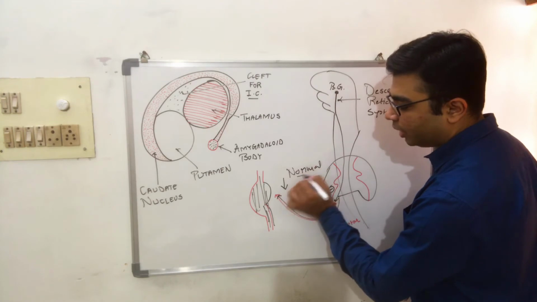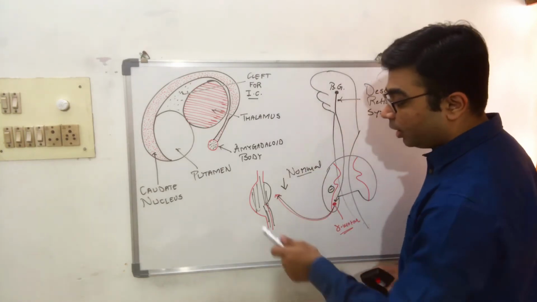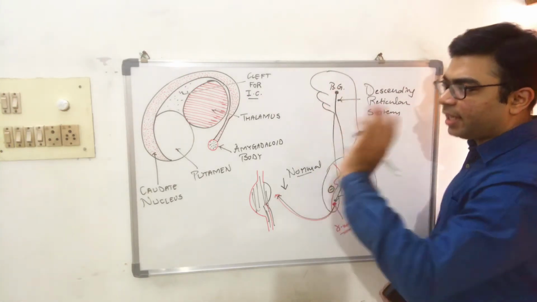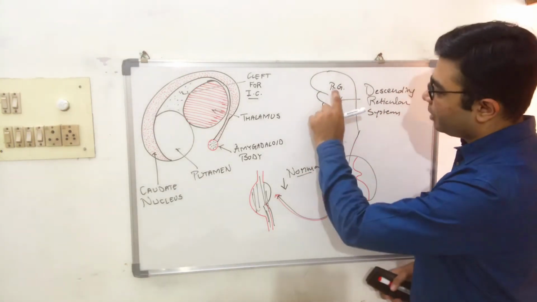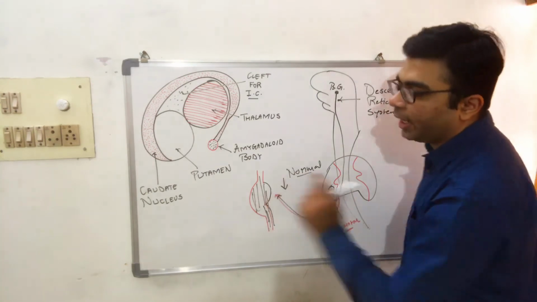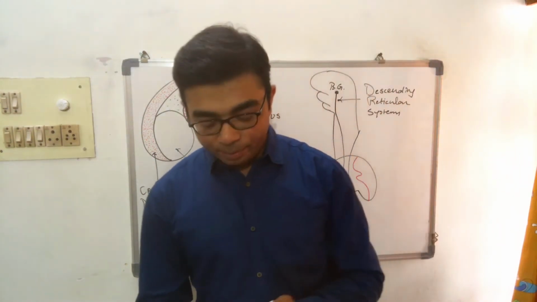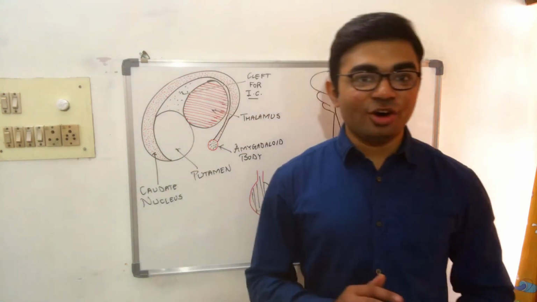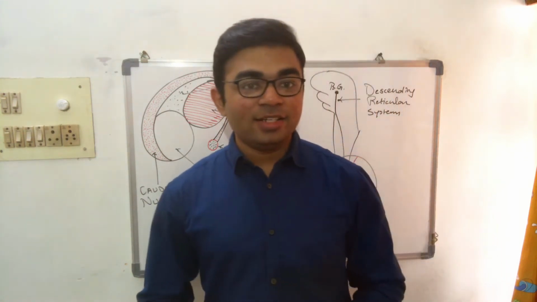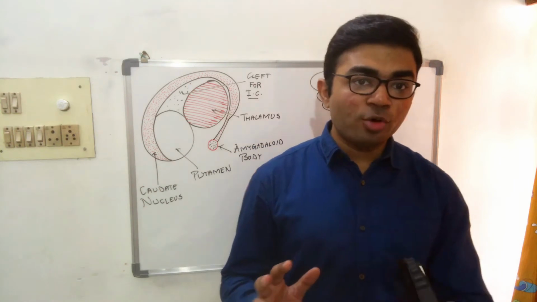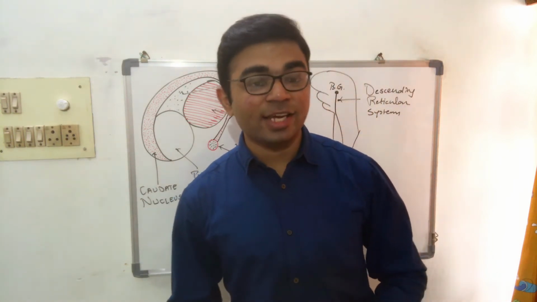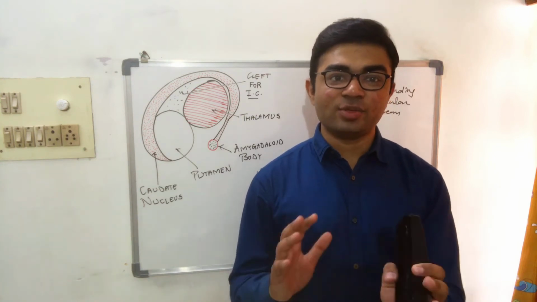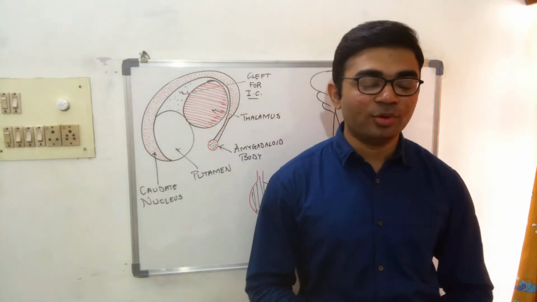I am not going to tell you that muscles will be in the state of hypotonia, but when the basal ganglia is intact and there is no pathology, basal ganglia will inhibit the gamma motor neuron and help in the regulation of the muscle tone. Now comes the second function of the basal ganglia, that is it helps in the motor activities of our body. As I have mentioned earlier, basal ganglia is mainly concerned with the regulation as well as the integration and the coordination of motor activities.